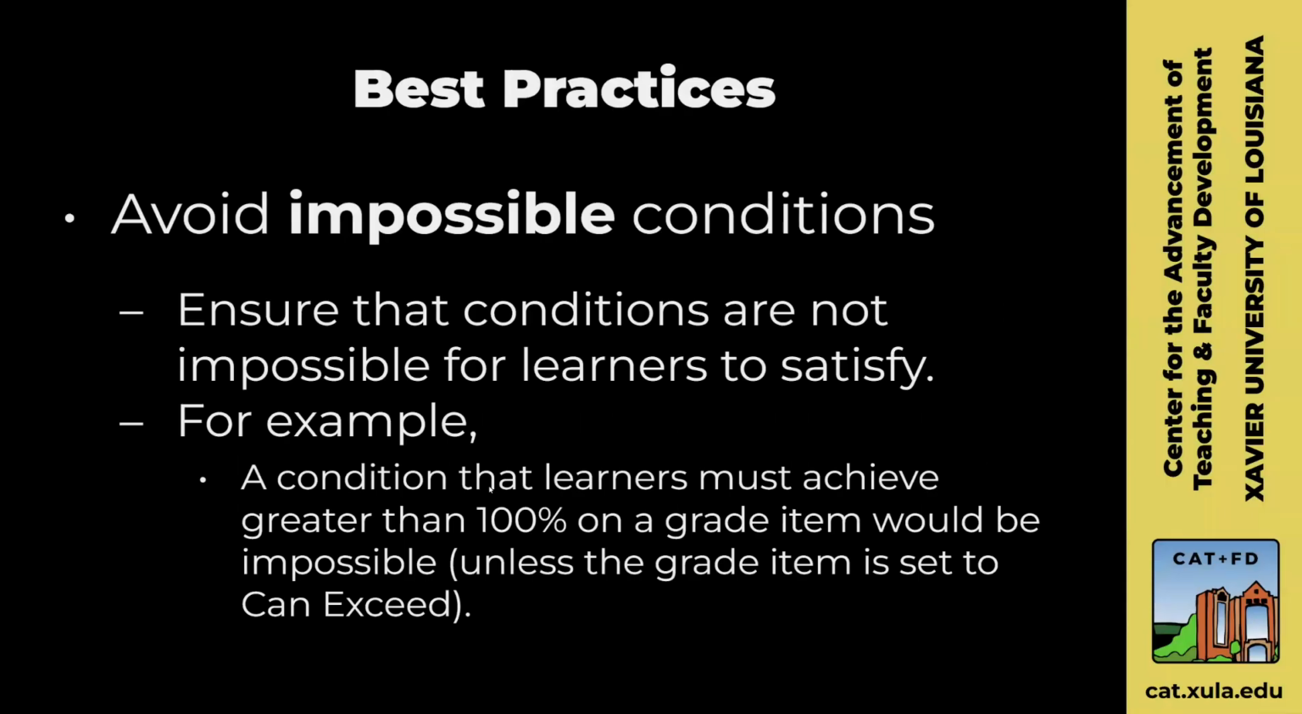So in this example here, learners must achieve greater than 100% on a grade item. It's going to be impossible for them to meet unless you set the grade item up so that the score can exceed 100%. That would be an impossible condition for them to meet.